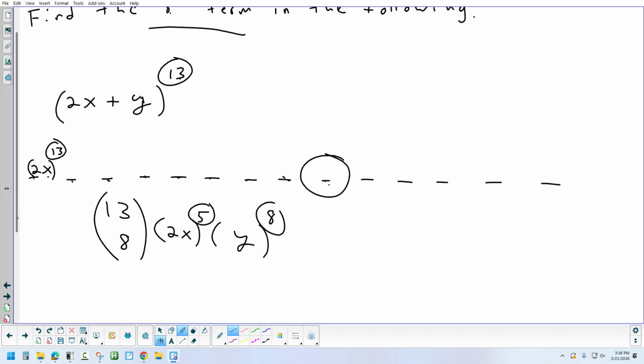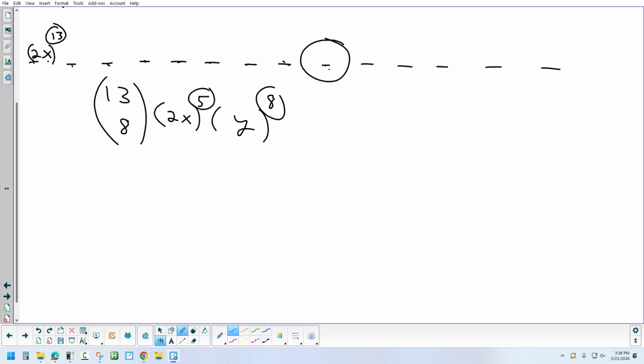Okay. Now it's just a matter of doing this out. So let's figure out 13 choose 8. So 13 factorial over, you tell me what's going to go in the bottom.